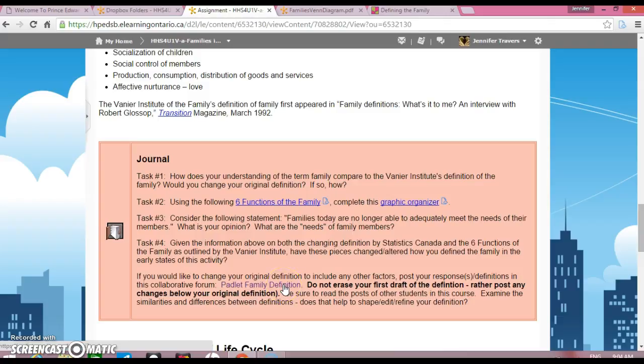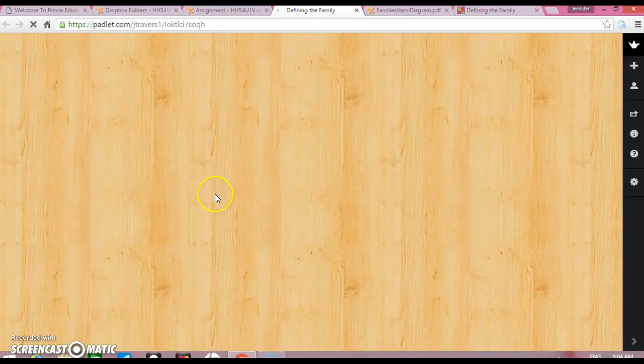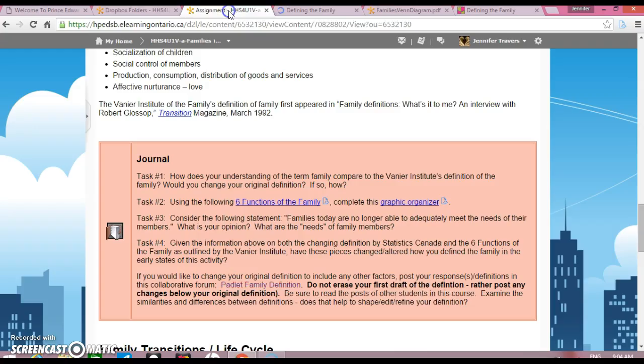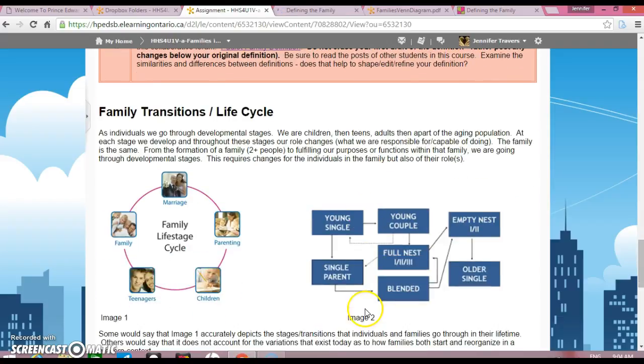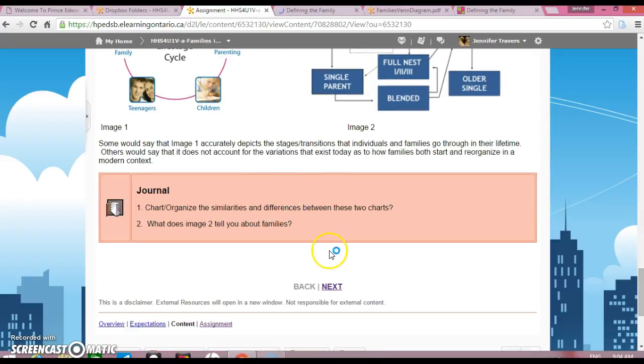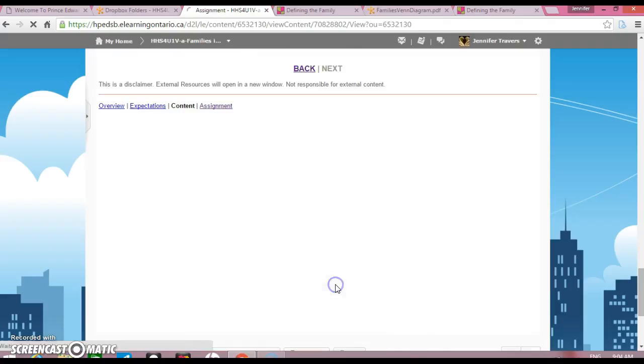So in the beginning, you created a definition for the family. Here, it's saying, okay, so having read this information, is it any different? So paste in what your definition of the family is. So then we have lots more information, right? So another journal, some questions to think about.